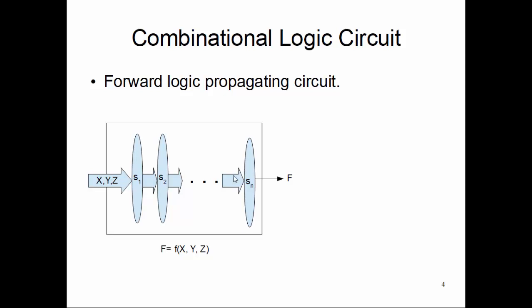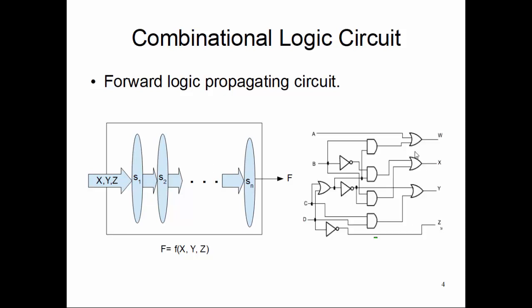Here in this example, the primary inputs are x, y, z, and this function realizes a boolean function f of x, y, z, which is the primary output, and inside it will have stages of logic transformation and translation. For example, in the last lecture's circuit, we came up with a circuit like this. We have primary inputs a, b, c, d, and primary outputs w, x, y, z. We can see clearly there is a stage 1 transformation of combining these independent boolean variables, or the primary inputs of the circuit.